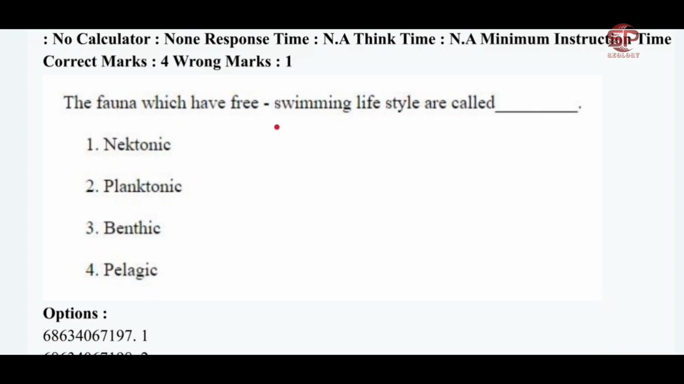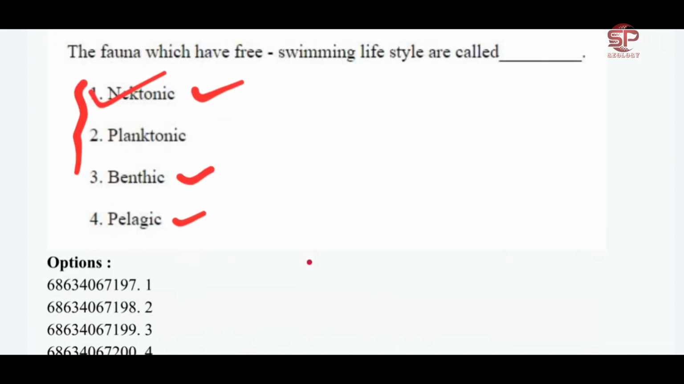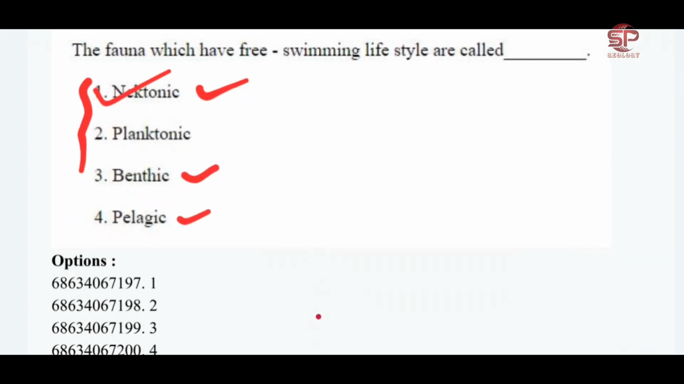The fauna which have a free swimming lifestyle are called? Nektonic is free swimming lifestyle. Planktonic is floating or weakly swimming. Benthic is bottom dweller. Pelagic is deep sea clay deposition. So that was pelagic. The answer will be nektonic. So this is the end of the questions of 2023 CSIR.